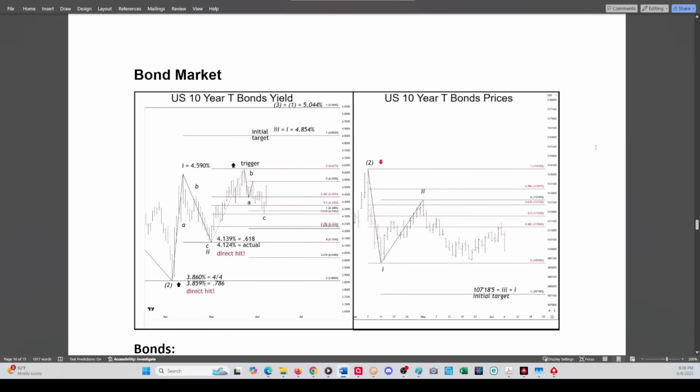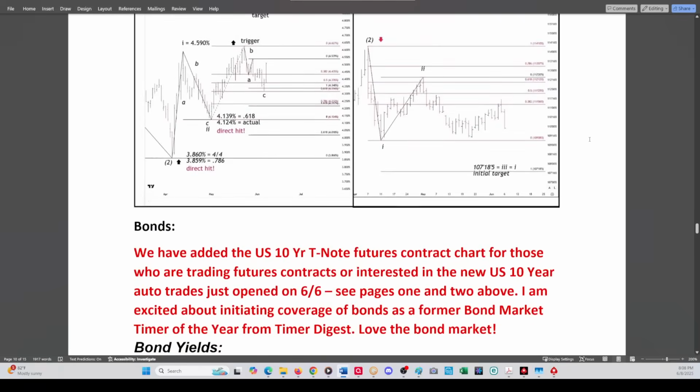Okay, that's the bond prices. For you guys who aren't used to those, they trade in 32nds of a point, okay, and even halves of that. So I'm excited to get back into the bond market. It's been a while. Like I said, I really love trading it, and I was a former bond market timer of the year.